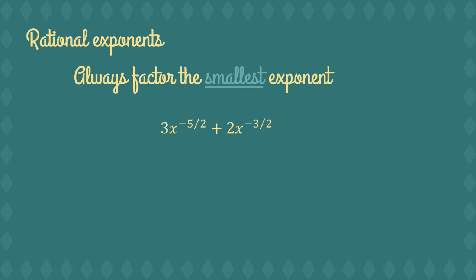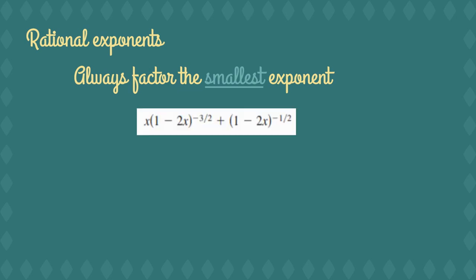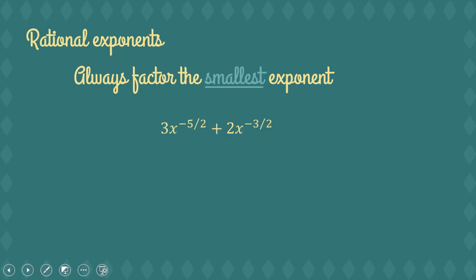Smallest being the least number. So think about this. When it's negatives, it's actually the bigger negative. That's not really a good mathematical way to say that, but I hope that explains it. So like between negative 5 halves and negative 3 halves, negative 5 halves is smaller because it's more negative than negative 3 halves, okay?